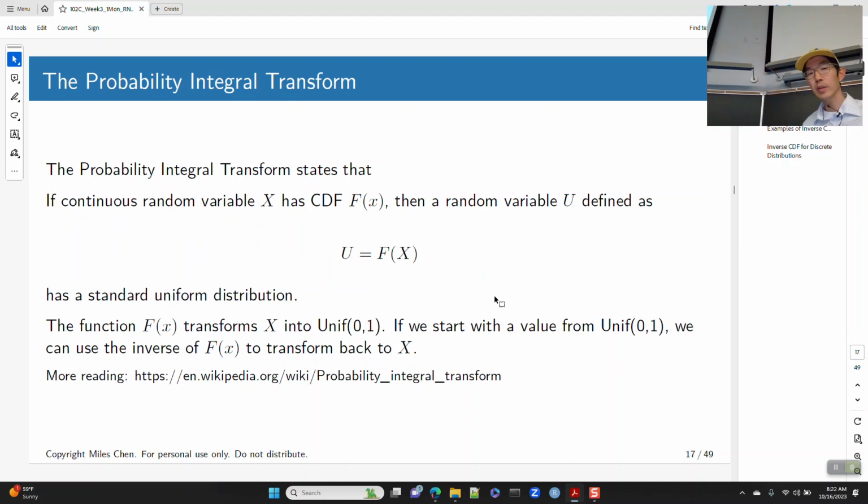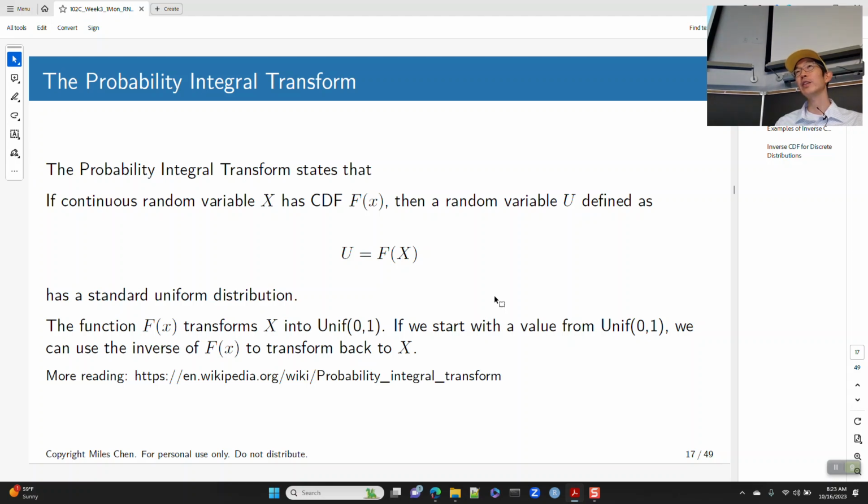Okay, this thing, the probability integral transform, says that if you have any kind of continuous random variable X, and that random variable has the CDF, big F of X, then if you define a random variable, and we'll call this U, which is going to be equal to F applied to a random value of X, that distribution of U has a standard uniform distribution.